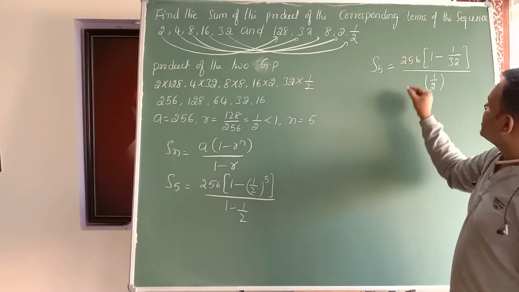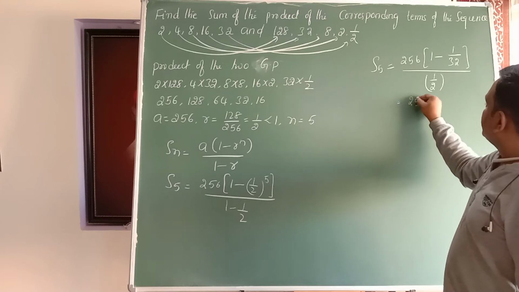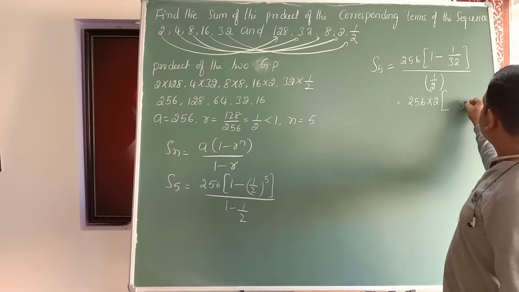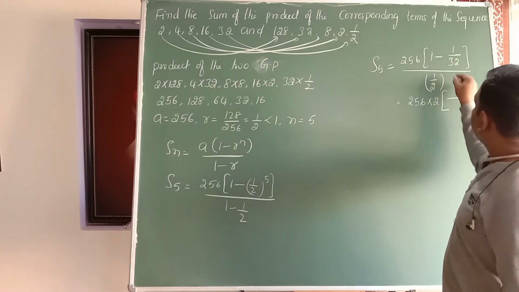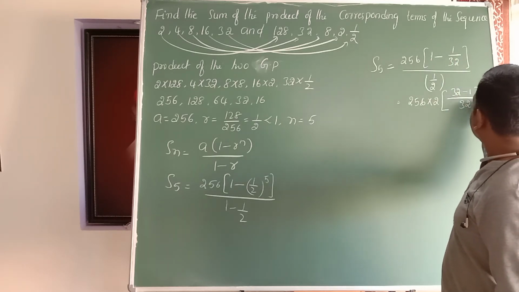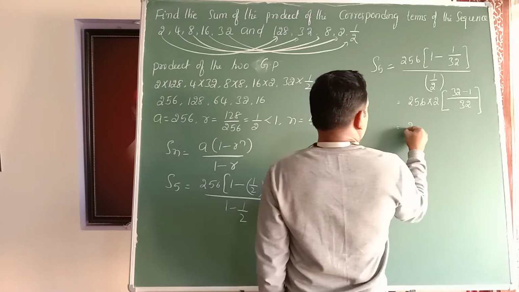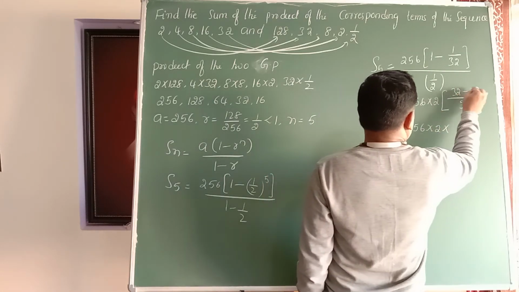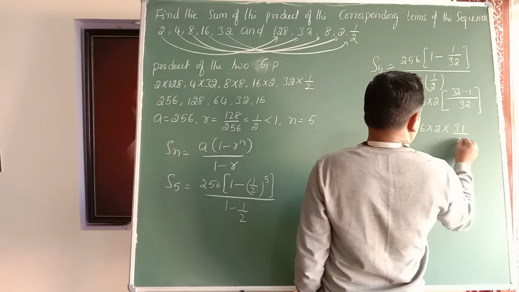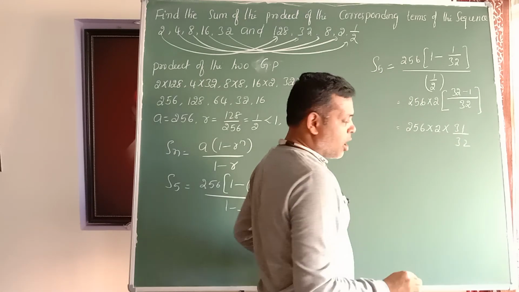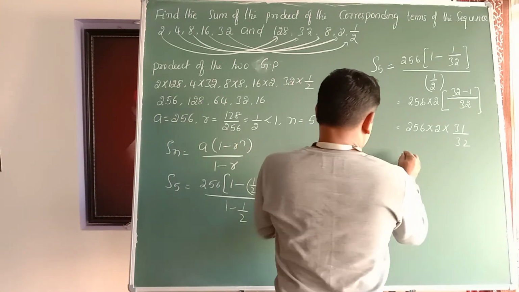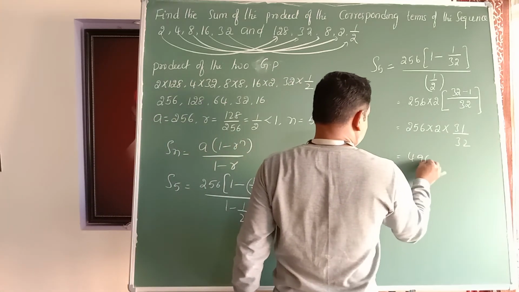Okay. Now the 2 goes up, so that becomes 256 into 2. And 32 is the LCM. What happens here? 32 minus 1. So that becomes 256 into 2 into 31 by 32. By simplifying this, the answer is 496. That is equal to 496, which will be the answer.